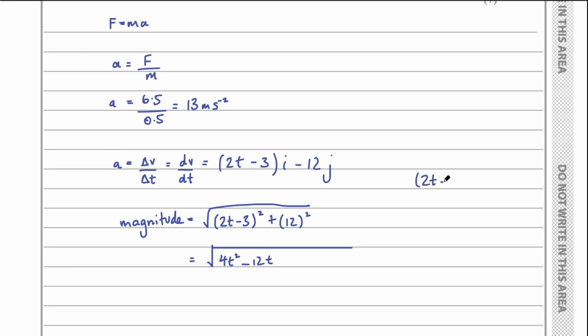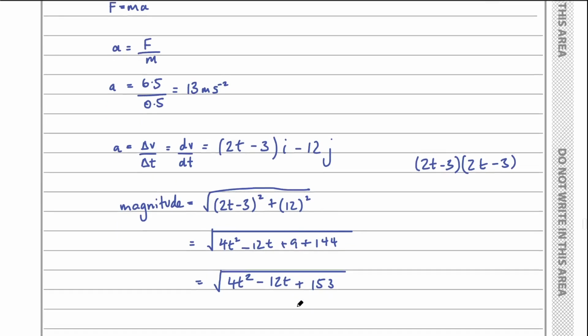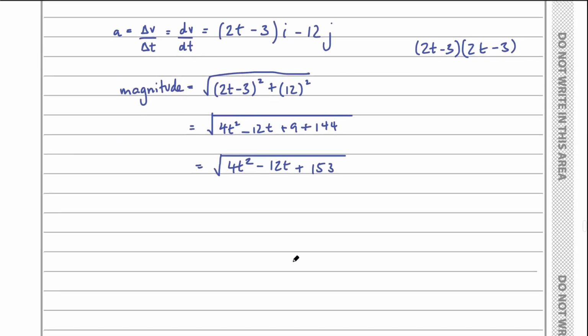I'm doing 2t take 3 times 2t take 3. And then the final term will be plus 9. And then 12 squared is 144. And then let's just add those final constants. So this would be 4t squared take 12t plus 153, 144 plus 9. Okay, so we have the magnitude of the acceleration.